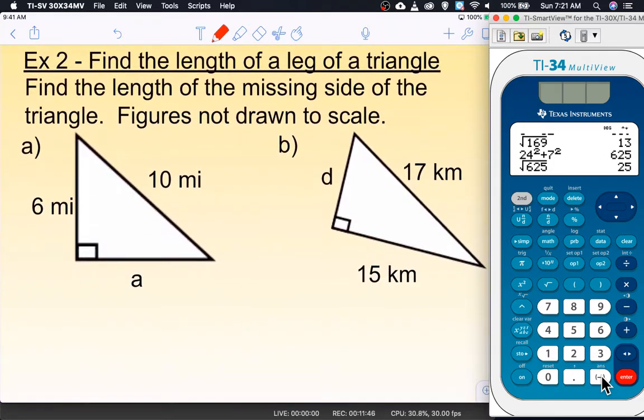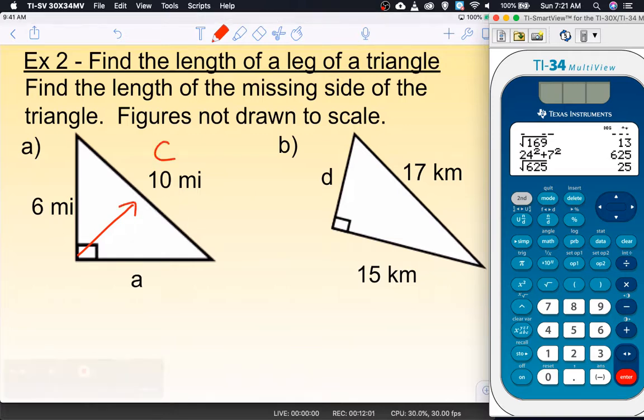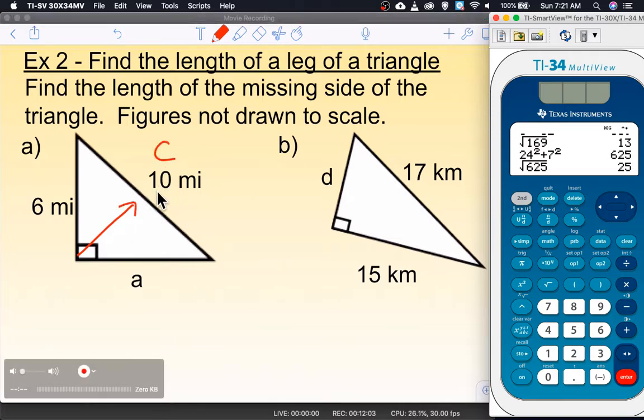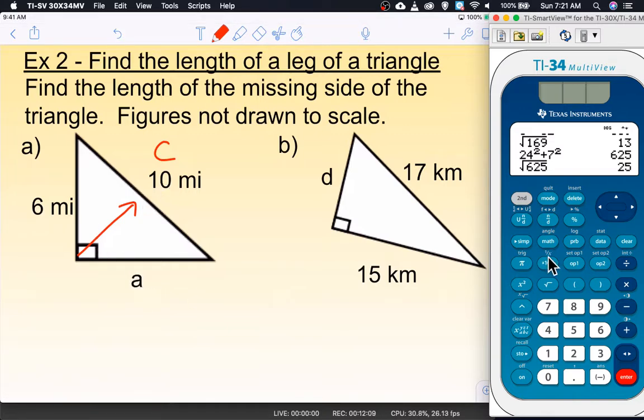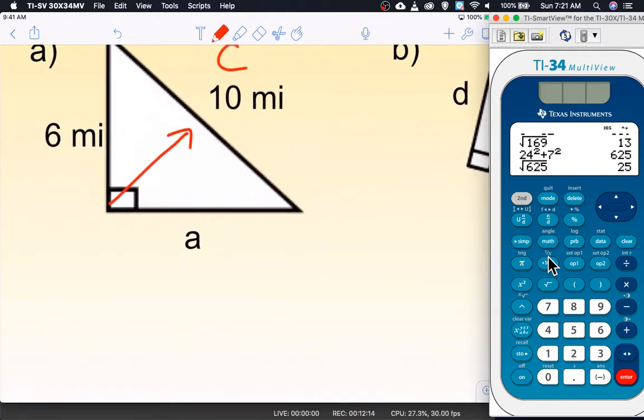Now, not always will our hypotenuse be the side that's missing. It's not always going to be the longest side. It's not always going to be the C. There are times, like here, for example, we're not missing the longest side. I know this is still going to be side C in my formula, but I know how big it is now. It's 10. What I'm missing is one of the legs. The good news is the formula is the same. The steps are almost exactly the same.